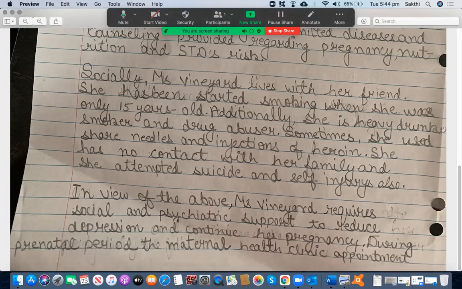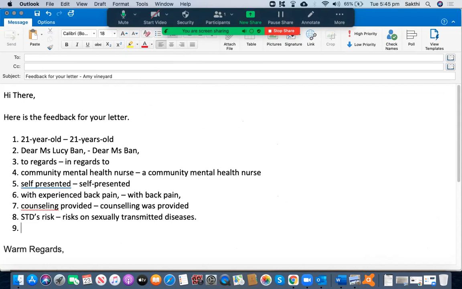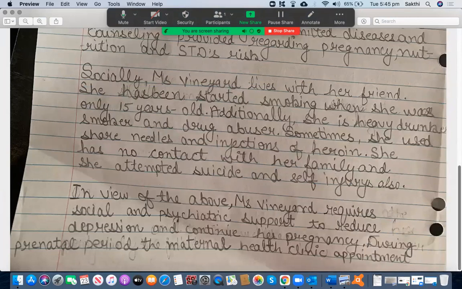So that's the social paragraph. Socially, Ms Vineyard lives with her friend. She has been started smoking when she was only 15 years old. Okay, so 15 years old, there is an issue because 15 and then years and then hyphen and then old. There should be a hyphen between the number and the years as well. I mean, you should write it like this: 15-years-old. That should have been done. All right, let's go through the next one.